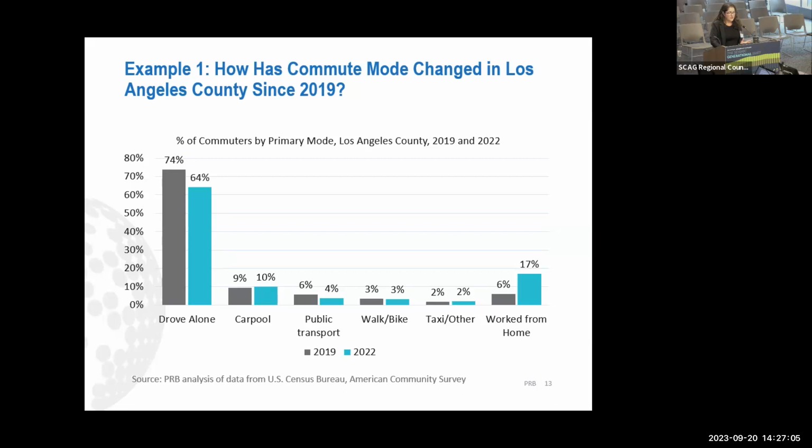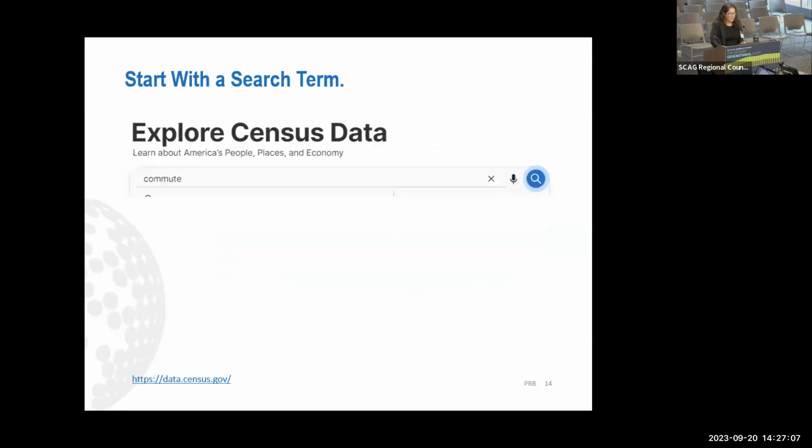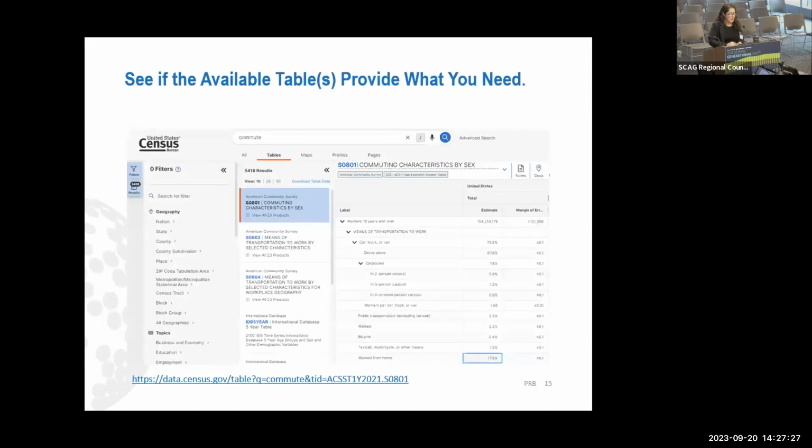So where did this data come from? If we go to data.census.gov, and again, I mentioned at the beginning, I'm starting from like sort of the basic level and getting more complicated. You can do something as simple as put in a search term. This isn't always where I start, but can sometimes be a useful place to start. So for example, if I'm on data.census.gov and in the search bar type commute, I am going to get a whole bunch of tables that have commuting information available.